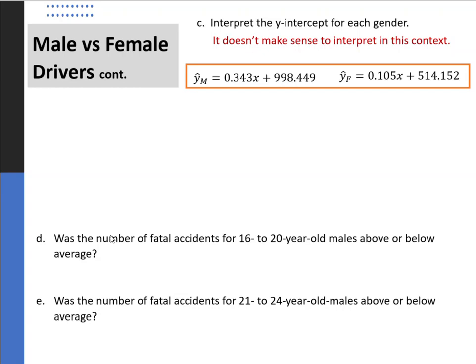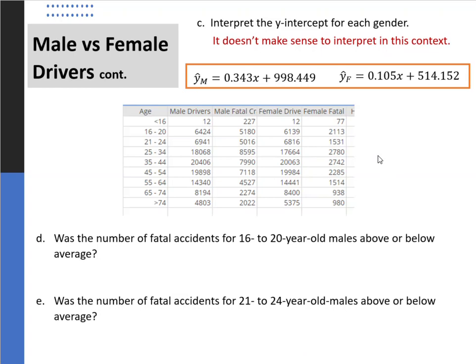Moving on, we want to look at these two questions here. We want to determine, was the number of fatal accidents for the 16 to 20-year-old males above or below average? In order to do that, I need to understand what it is we're looking at. So I'm going to pull up the spreadsheet table we were looking at from StatCrunch. Remember, here is the column representing all the male drivers, here's the column representing all of the fatal crashes, and the rows are subdivided by ages.